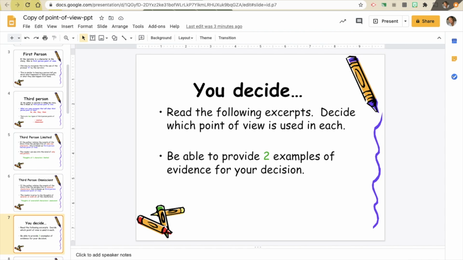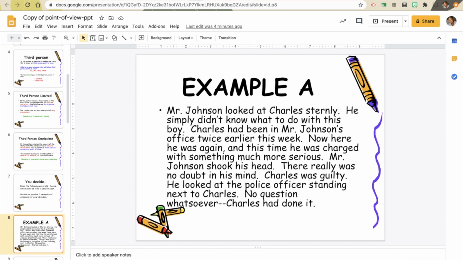Now we're going to take some time and practice here. I will show you a series of passages and we will determine not only if it's third person point of view or first person point of view, but we will also determine whether it's third person limited or third person omniscient. Example A.